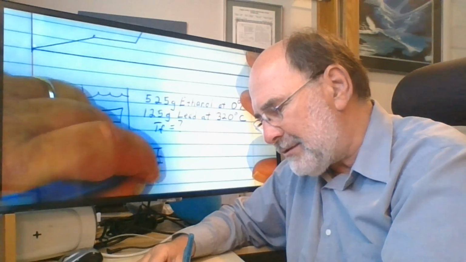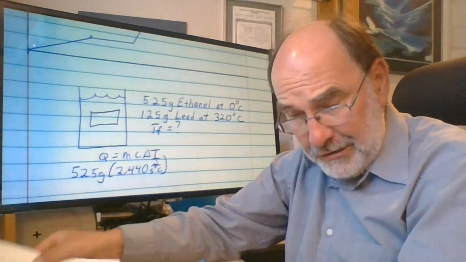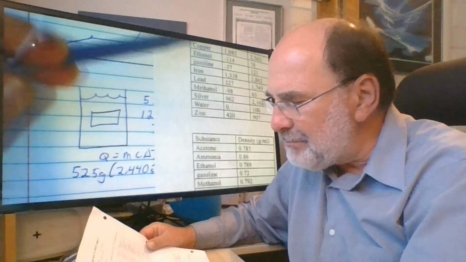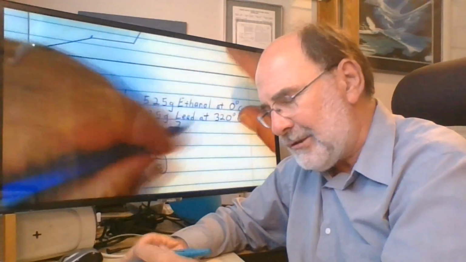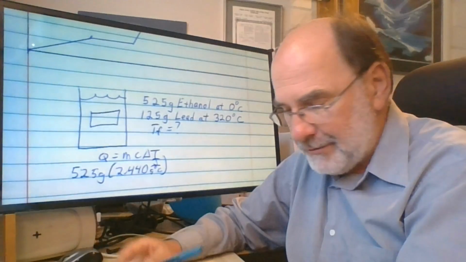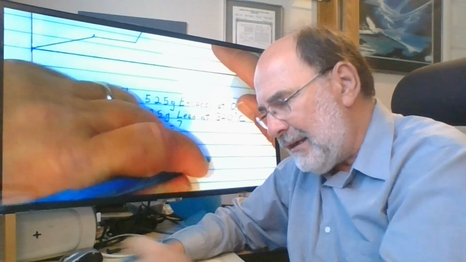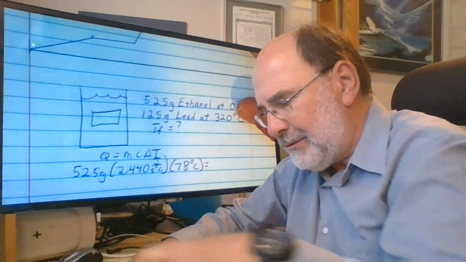joules per gram per degree Celsius. And the change in temperature is from its starting point, 0 degrees, to its boiling point, 78 degrees. So in parentheses, 78 minus 0. So I'm just going to put 78 degrees C and calculate, well, how much energy would that be?